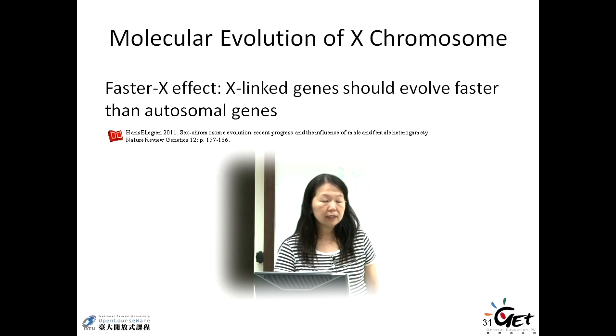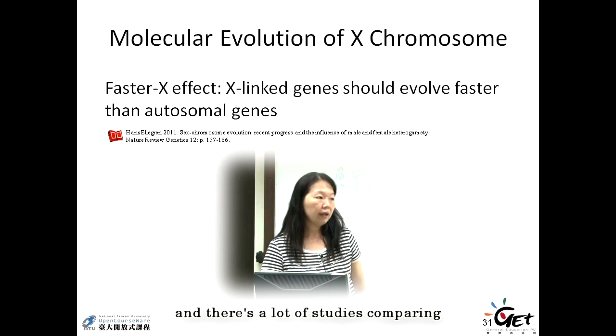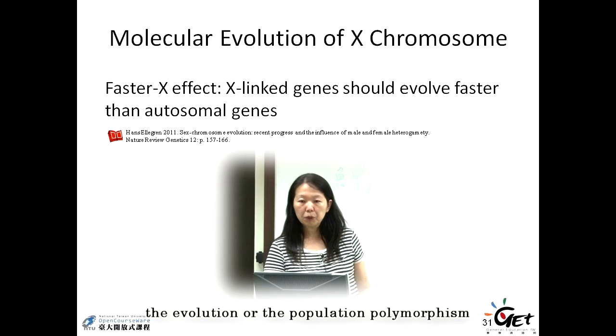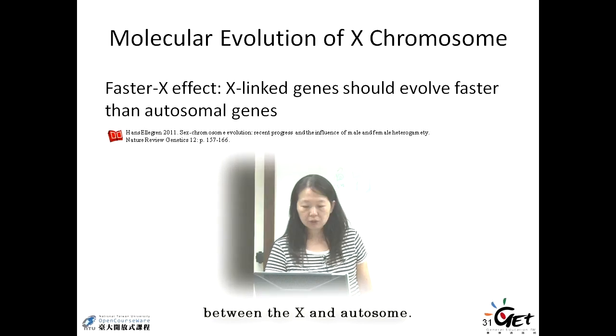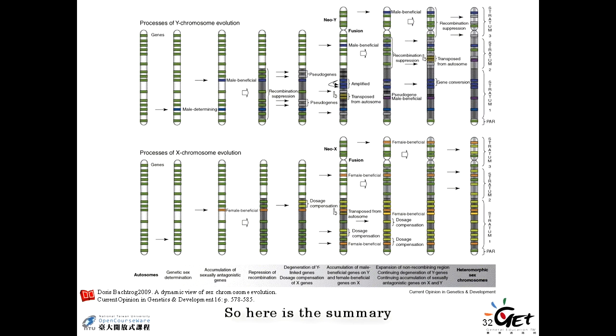Population size differences, and there are a lot of studies comparing the evolution or the population polymorphism between the X and autosomes. So here is a summary from one of the review papers about the process of X and Y chromosome evolution. I think you can just look at the figure and try to understand what is illustrated here. It tries to put all the possible evolutionary forces and their results on this slide.